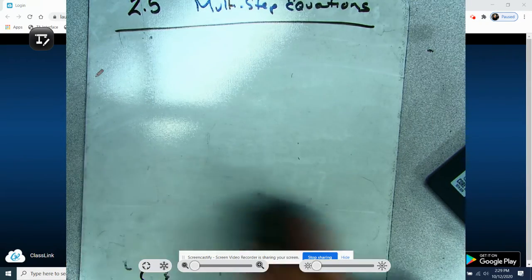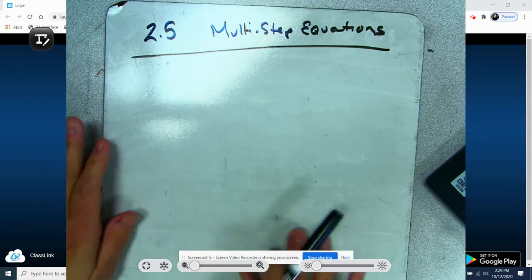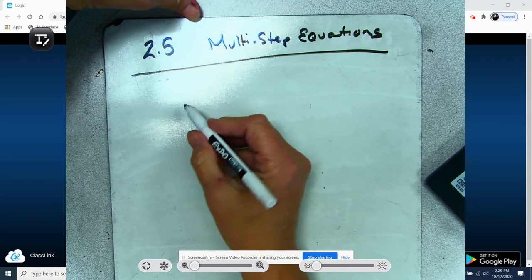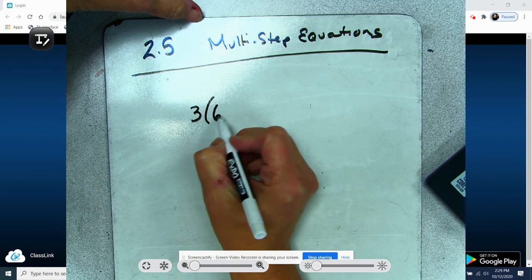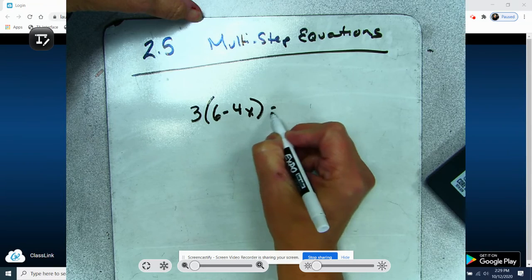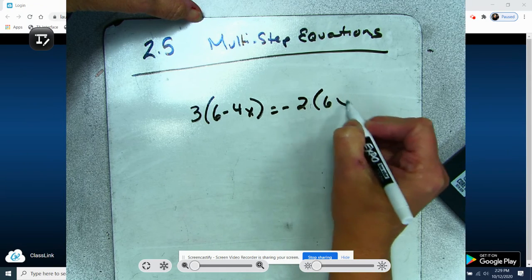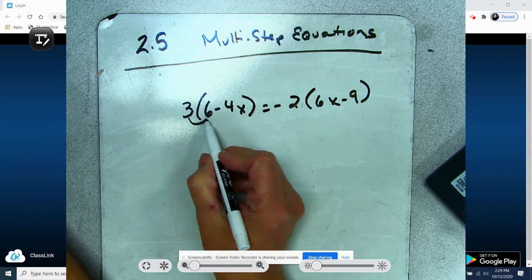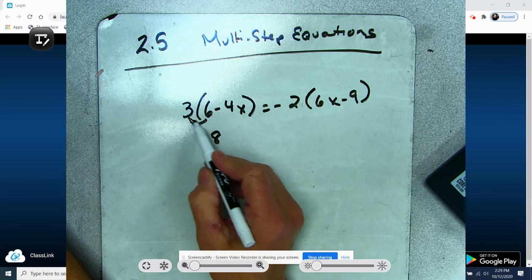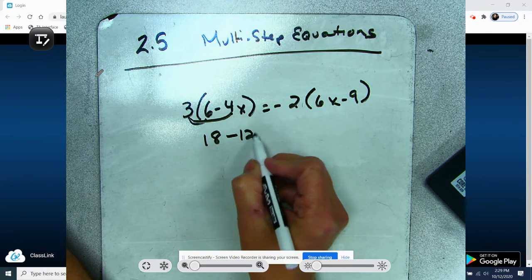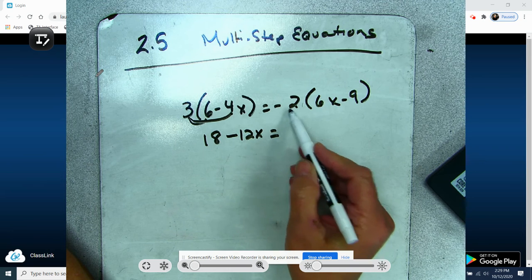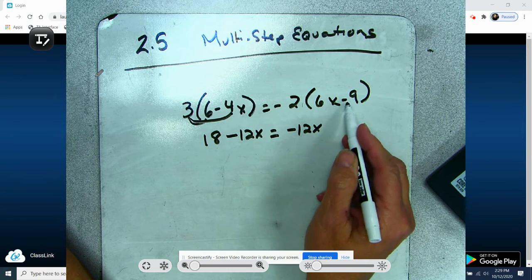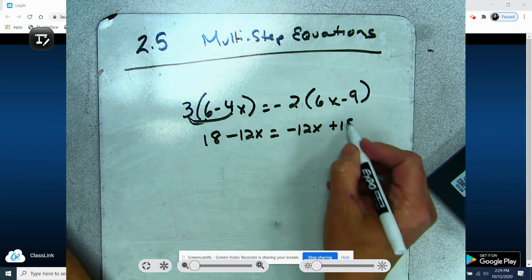How will you know when you get one of these? Surprise, you won't, not until you go to solve the problem. So if you had a problem that looked like this, say 3 times 6 minus 4x equals negative 2 times 6x minus 9, you're going to do the math. So you're going to distribute 3 times 6 for 18. 3 times negative 4 for negative 12x. Negative 2 times 6x is going to be negative 12x. And negative 2 times negative 9 is positive 18.